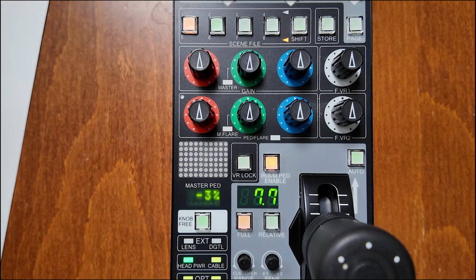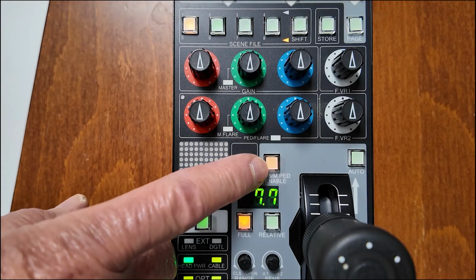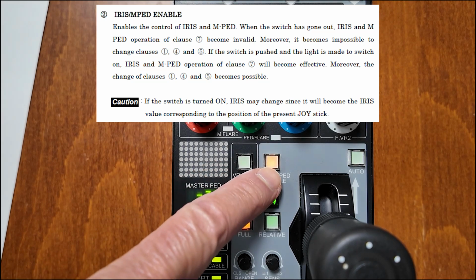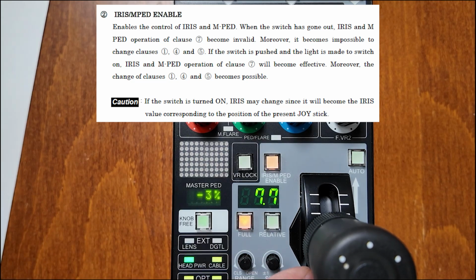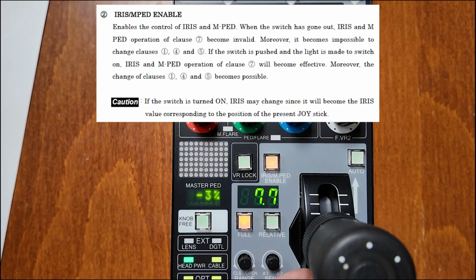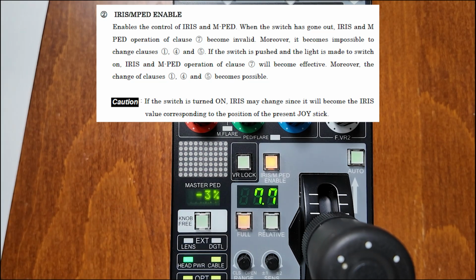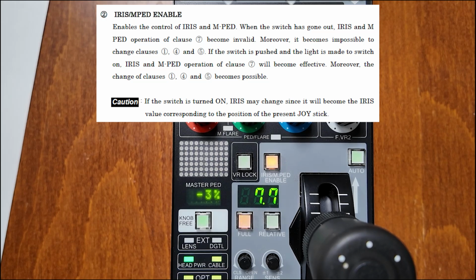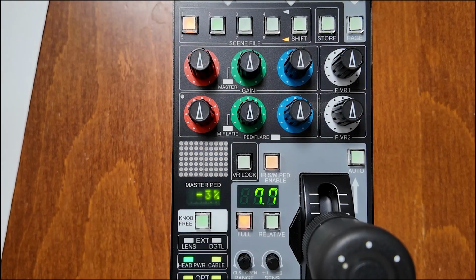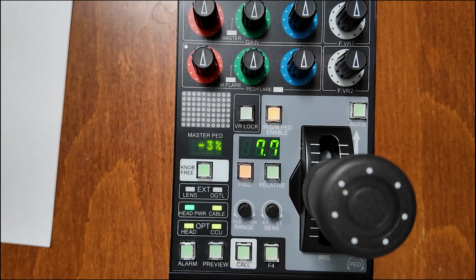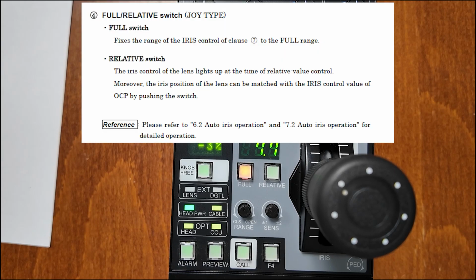There is a joystick enable switch added to the OCP that did not exist on earlier Ikegami OCPs. It does have to be enabled for the joystick to operate. We have this switch on the MCPs, but it's been added now to the OCP as well. Default should be enabled, but I mention it just in case you find that the joystick is not operational. Full and relative also can be important switches for the operation of the joystick.